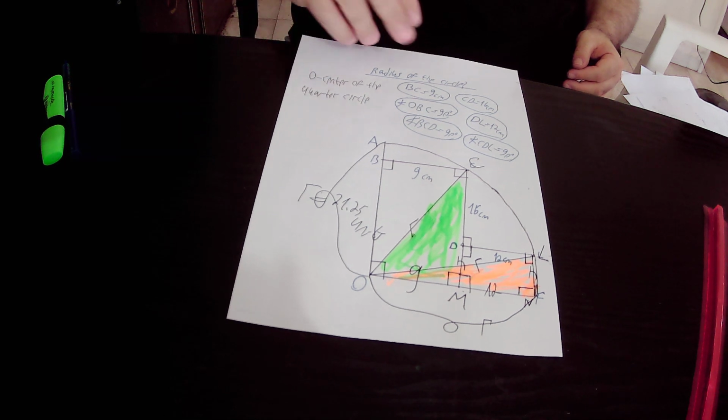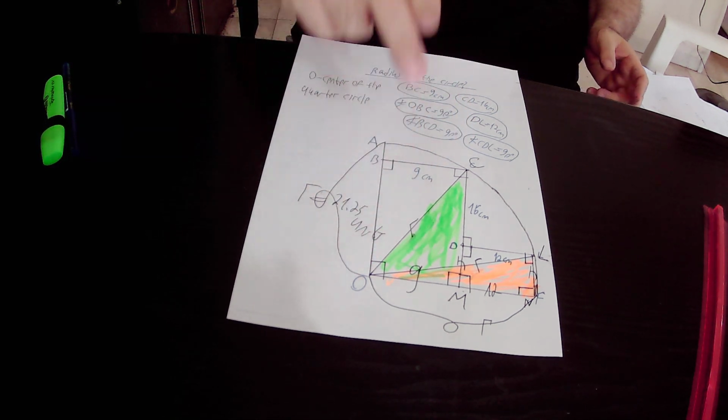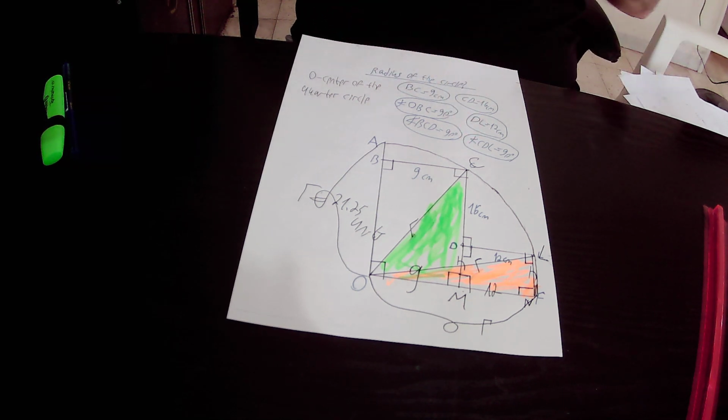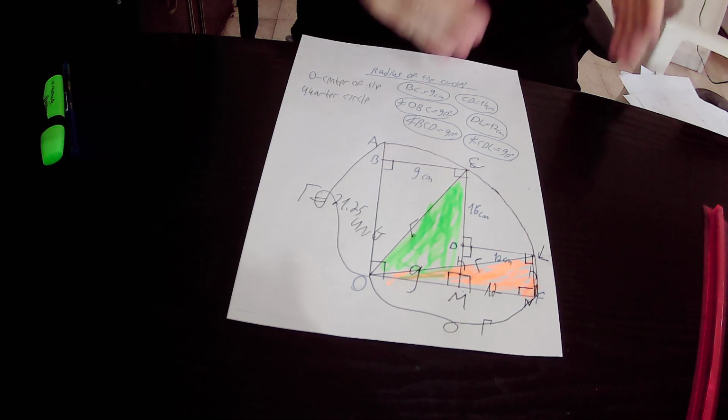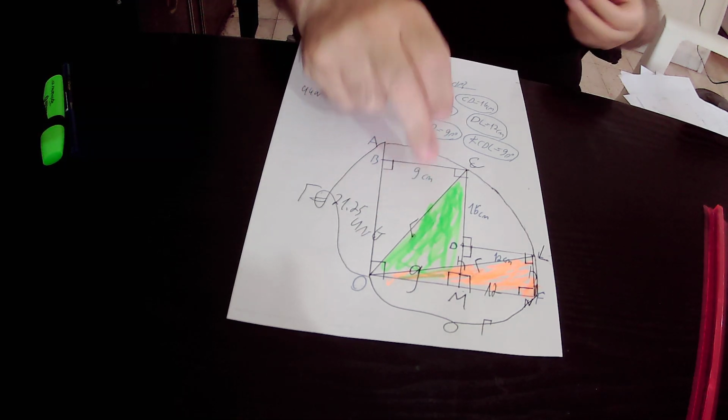In the next step, we join point C and O together by a straight line. Point O is the center of the quarter circle. Point C is a point on the quarter circle itself. This is exactly the definition of a radius. That is to say, OC is the radius of the quarter circle that is equal to R.